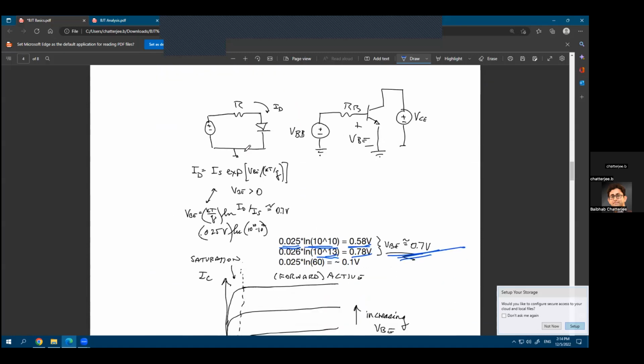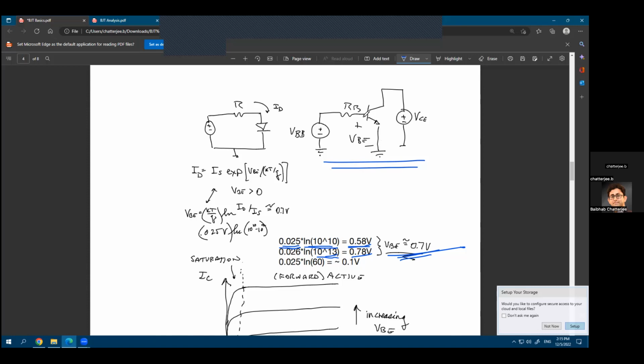Okay, so how to analyze these BJTs, or what is the main difference in terms of the equations that we write? You see that this circuit diagram is again very similar to what you have learned for an NMOS transistor, right? So instead of an NMOS transistor, we have an NPN BJT here.